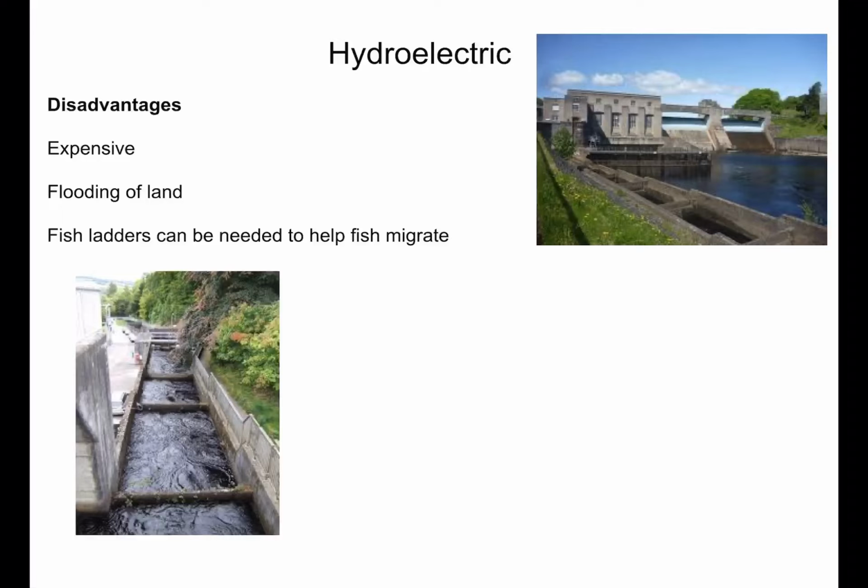Hydroelectric power is very expensive to set up. The dams are expensive to build and must be kept well maintained for safety. Land has to be flooded to create these, and it can destroy the natural environment and force people to move out of the area. Fish ladders need to be installed where there are migrating fish within the rivers.